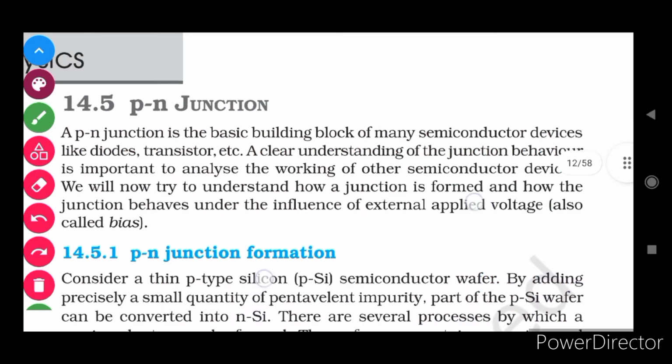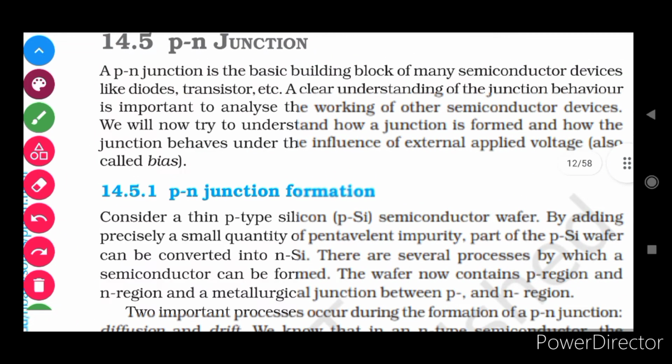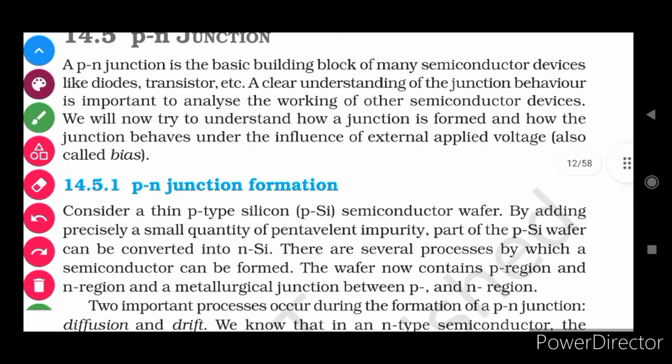A PN junction is the basic building block of many semiconductor devices like the diode and transistor. We'll understand these later; they are very important electronic components. A clear understanding of the junction behavior is important to analyze the working of other semiconductor devices. So if we want to understand the working of semiconductor devices, we need to understand how a junction works.